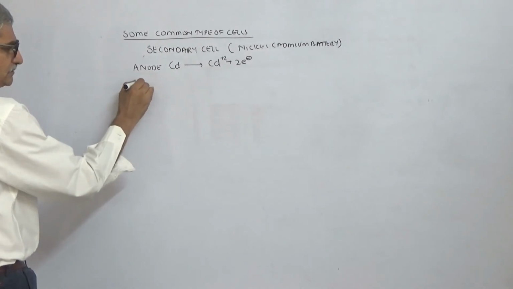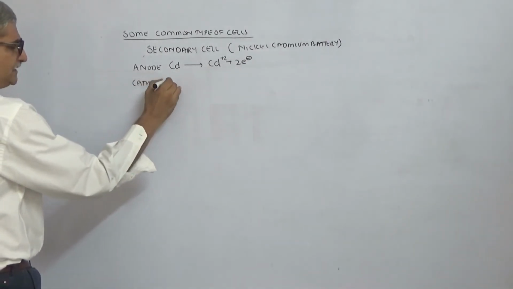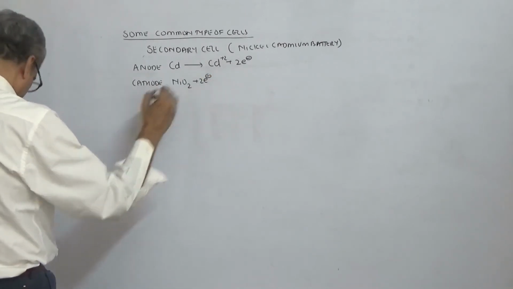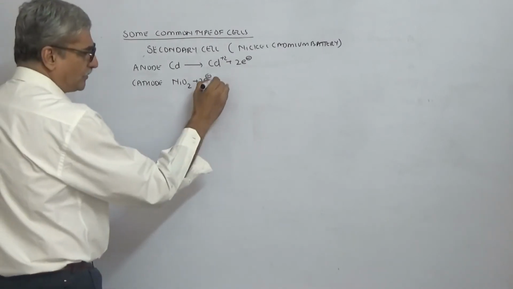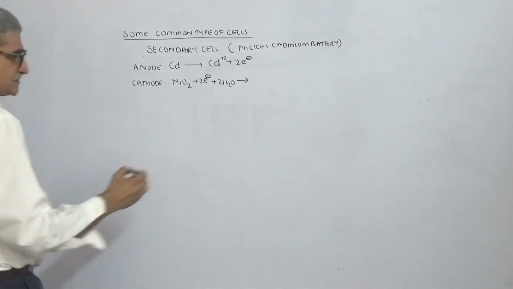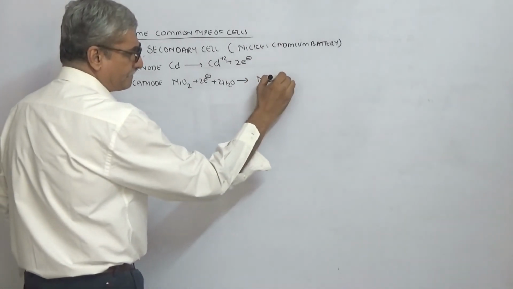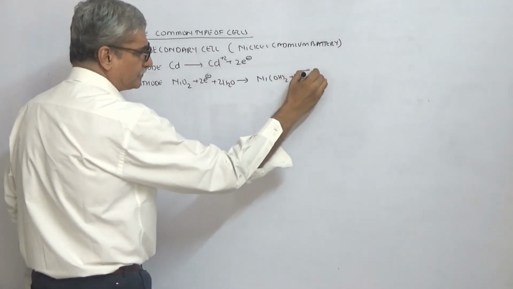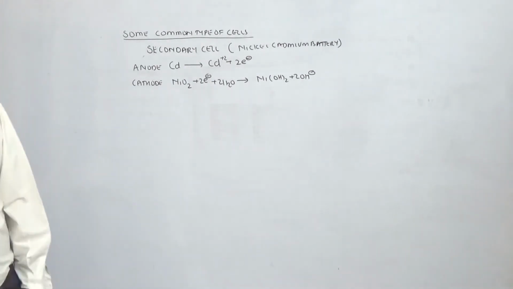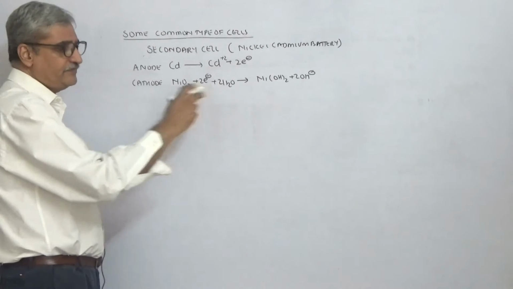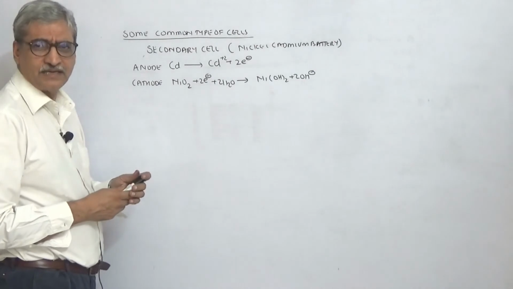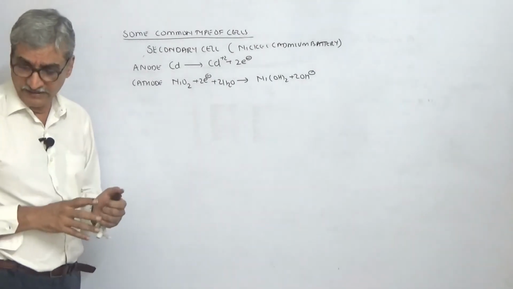At the cathode, what happens? We have nickel oxide NiO2 plus 2 electrons plus 2H2O. What does it form? It forms nickel hydroxide. So this is exactly reversible. With these nickel cadmium batteries, the moment you apply the external EMF, this can get recharged. Not much is there about the nickel cadmium battery, but a lot is written about the fuel cell.